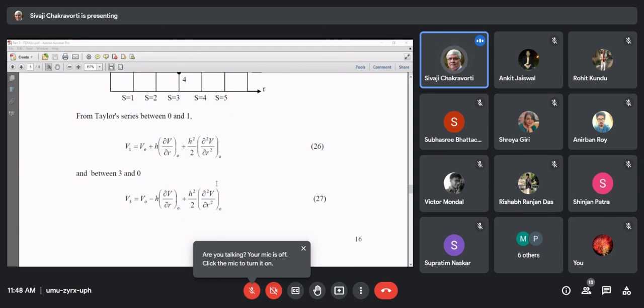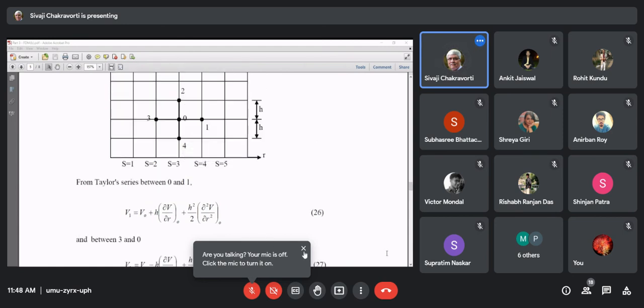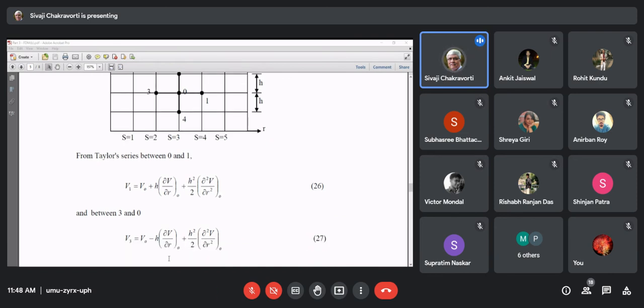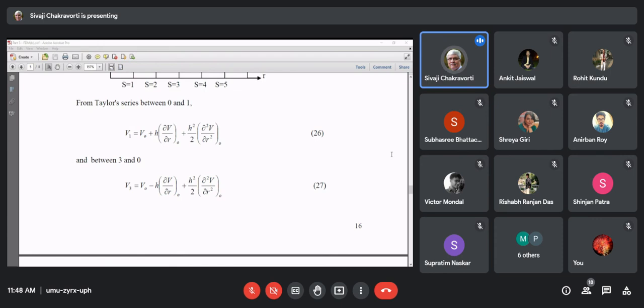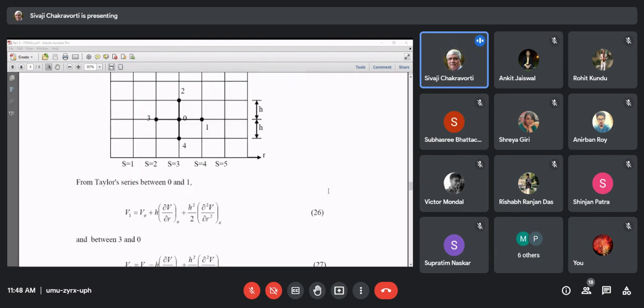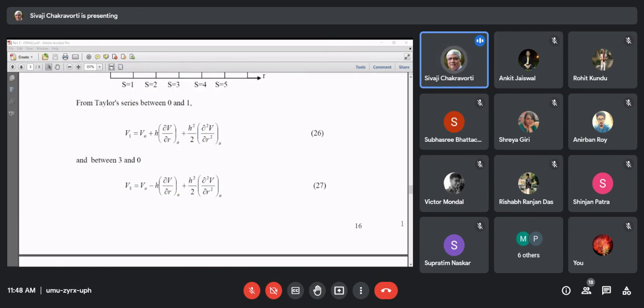Again, same way we write the Taylor series between 0 and 1. The approach is same for all the derivations. Then we write between 3 and 0. So we have equations 26 and 27. And in equation 25, I need del 2v del r square, one term. I need del v del r. So I use equations 26 and 27.